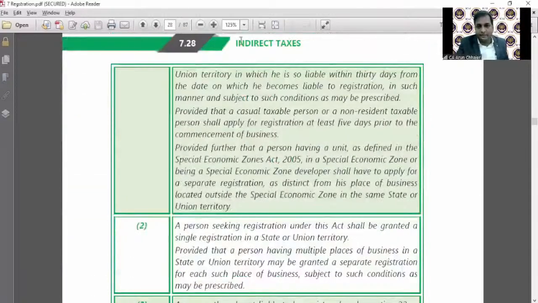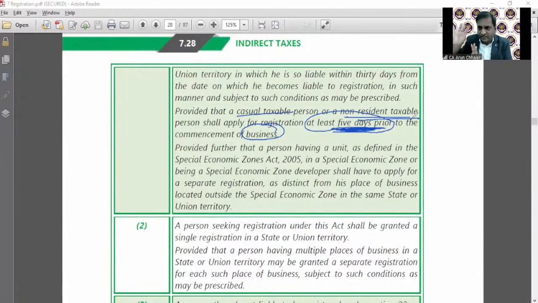So we have discussed the time limit. Please note, in the case of a casual taxable person and a non-resident taxable person, you have to make an application at least 5 days in advance before the start of the business. What is the meaning of casual taxable person and non-resident taxable person? We will cover that in section 27. Just wait for some more time. But the point to be noted: a casual taxable person or non-resident taxable person cannot make a supply without having a GST number. It means they have to make an application 5 days before.